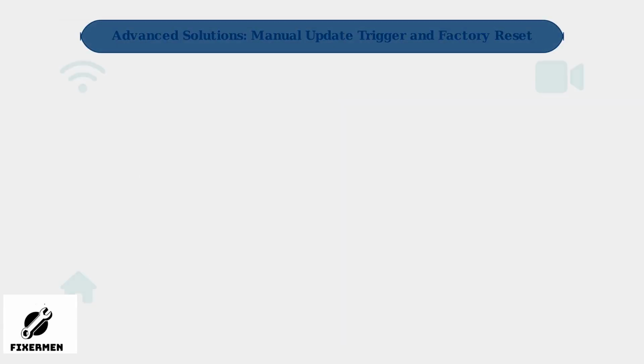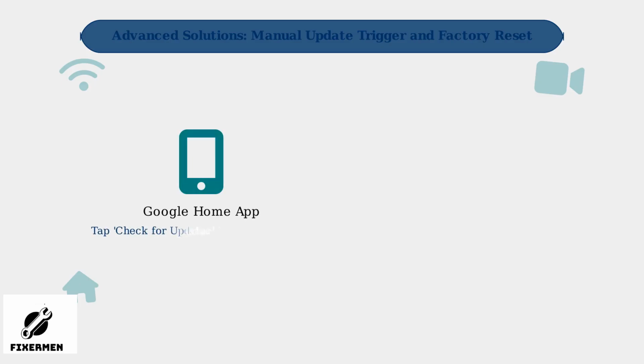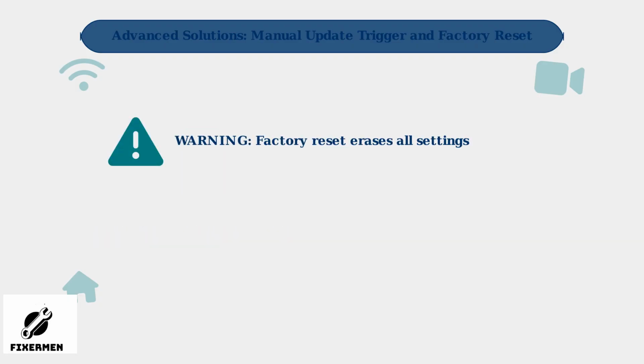If the initial troubleshooting steps don't resolve the firmware update failure, you can try manually triggering the update through the Google Home app. To do this, open the Google Home app on your smartphone, select your Nest Cam from the device list, and look for the option to check for updates manually. This forces the app to attempt the firmware update again. If the manual update trigger still fails, a factory reset should be your last resort.